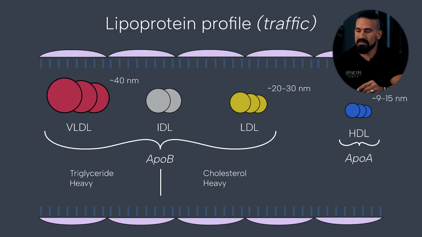So on the screen here you can see I've outlined HDL in blue, LDL in yellow, and VLDL in red. IDL is still in white. It's just the intermediate density lipoprotein. It's kind of a phase transition from VLDL to LDL. Focusing on liver-derived lipoproteins here, we have ApoB and ApoA.